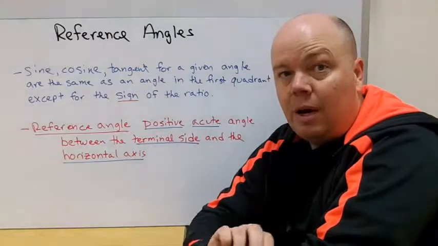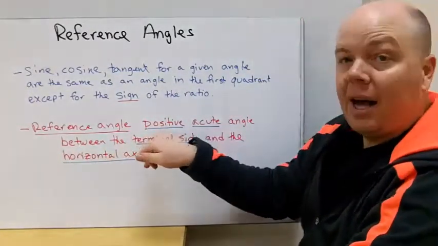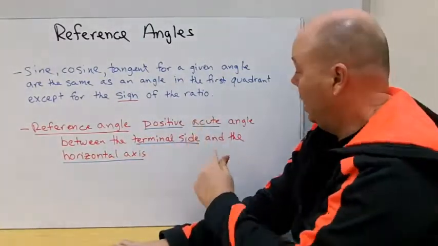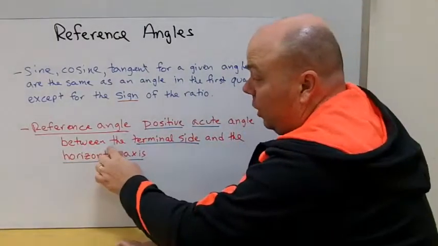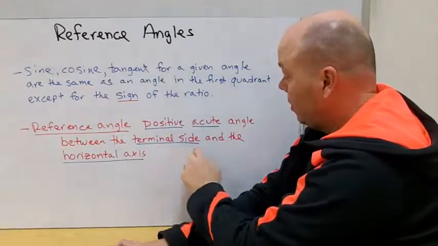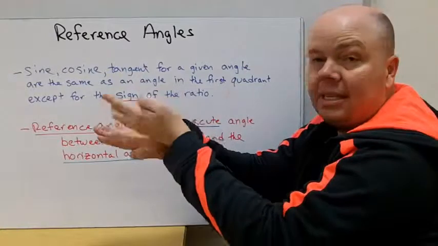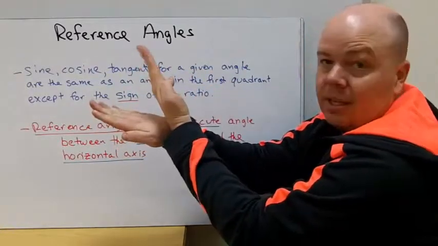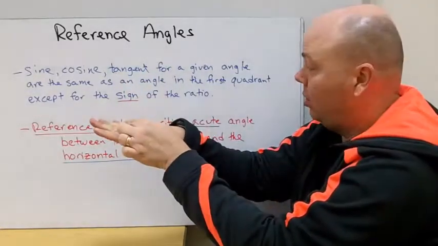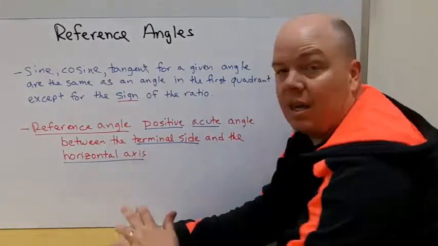The definition of a reference angle is very, very specific. A reference angle is the positive, acute, that means less than 90 degrees, angle between the terminal side, where the angle stops, and the horizontal axis. So it's very important, it's this angle between the terminal side, this side, and the horizontal axis. It's the positive acute angle between the terminal side and the horizontal axis.